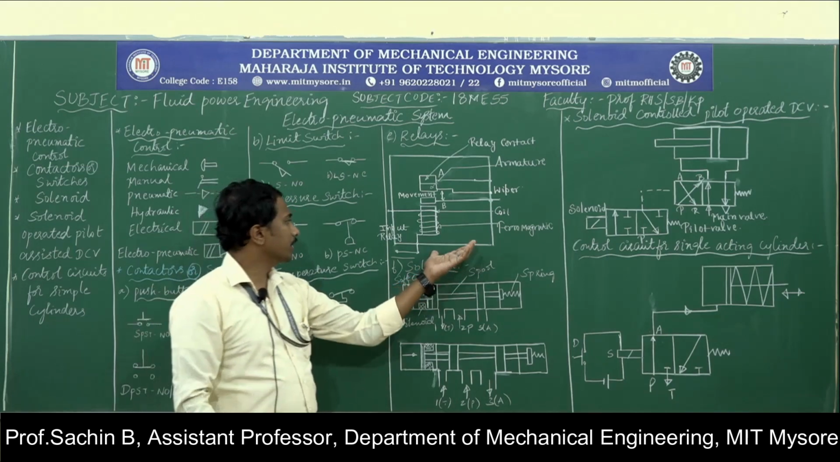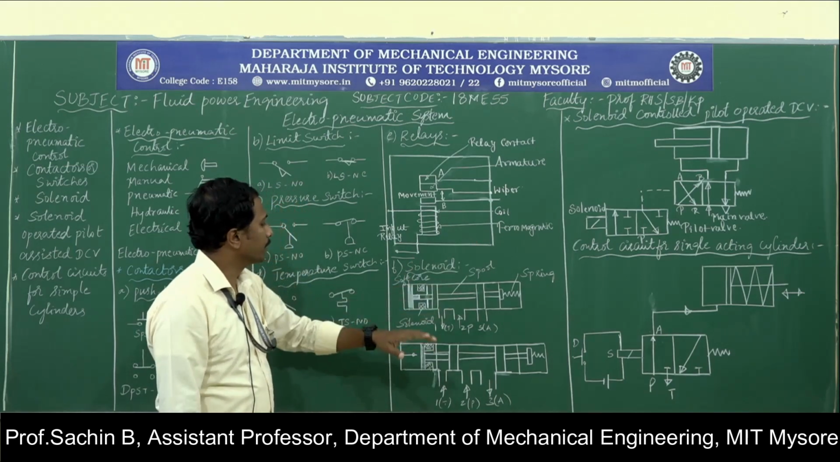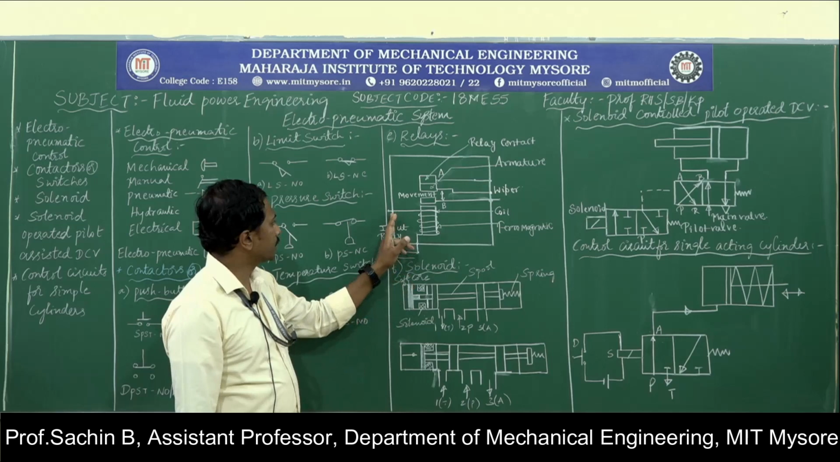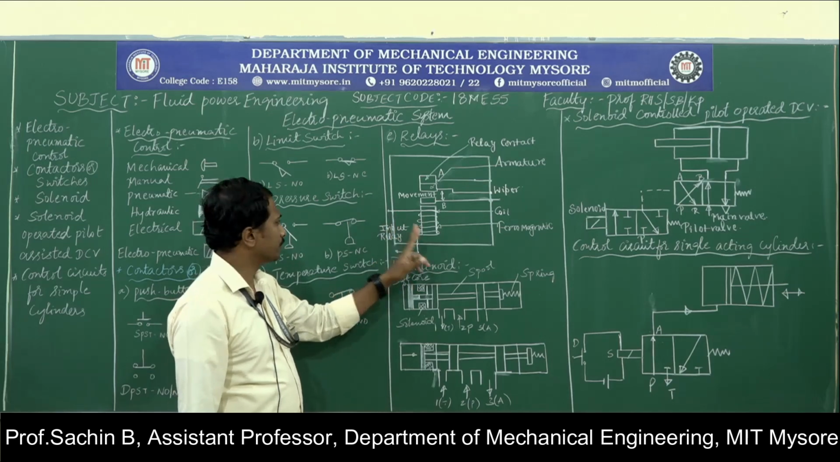This is the diagram of the relay. You can clearly observe the diagram of the relay. Here in this diagram you can clearly observe that these are the contacts that are given to the electrical power supply.